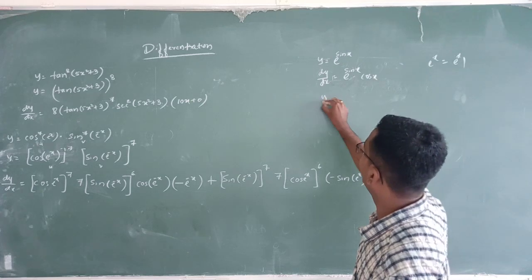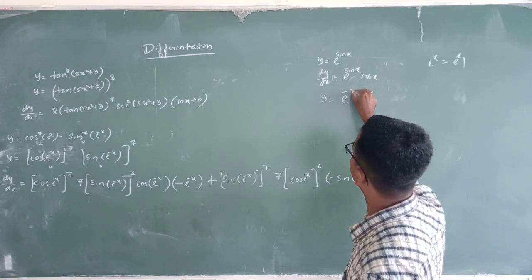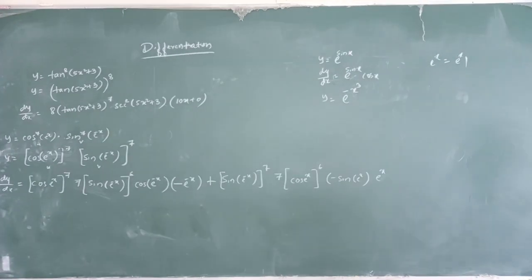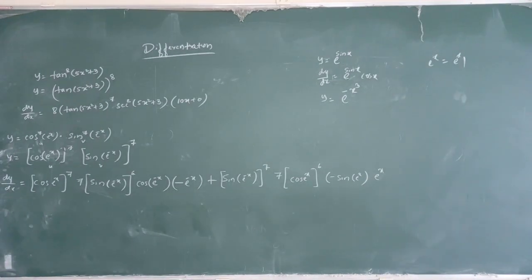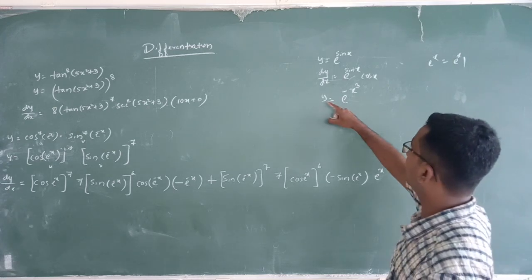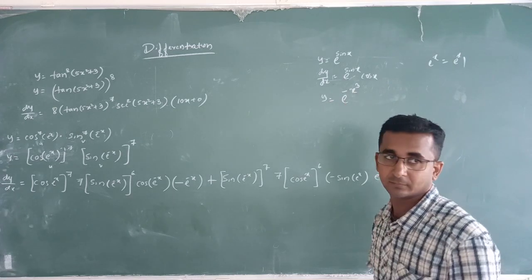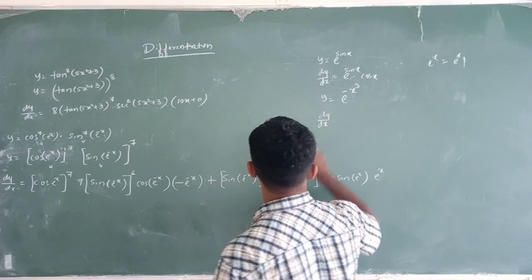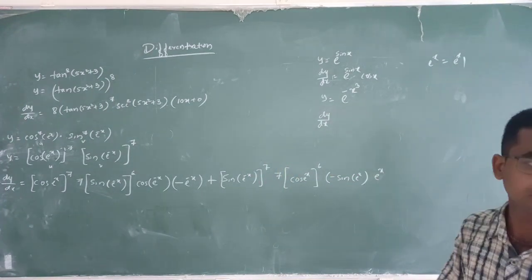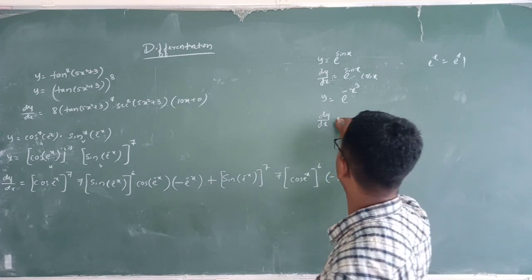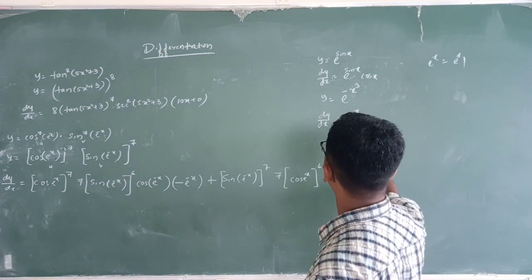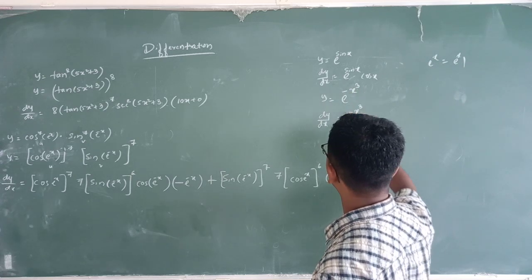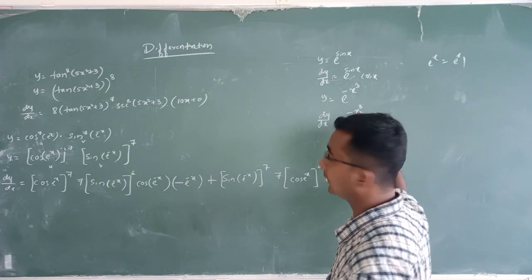Next one, y equal to e raised to minus x cube. What is the differentiation of y equal to e raised to minus x cube? That is dy by dx is e raised to minus x cube times minus, because the differentiation of e raised to minus x is minus of e raised to minus x.